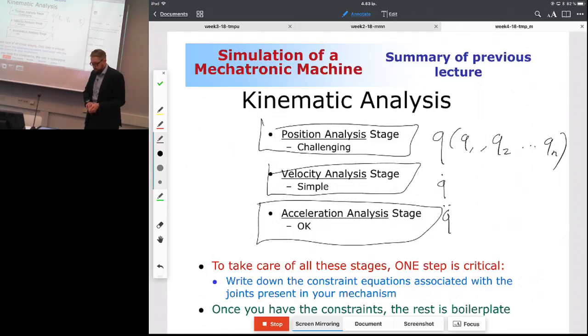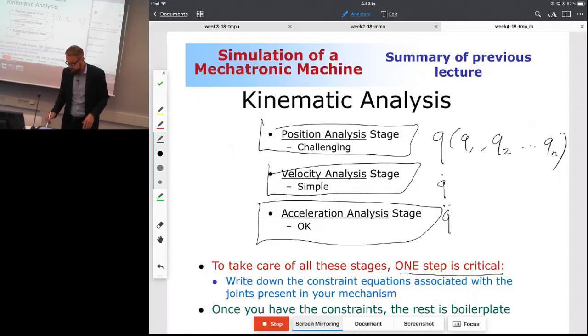Okay, so that's what we have to do today. And as mentioned, the first step is the critical one. That's the most critical step to take. Once that is covered, then it's more or less downhill after that.